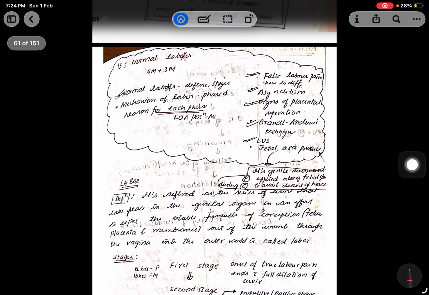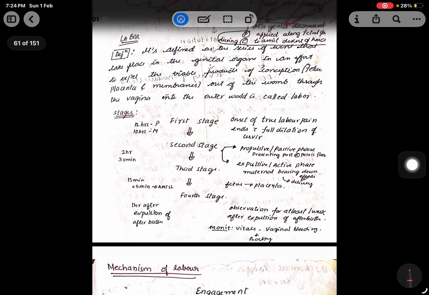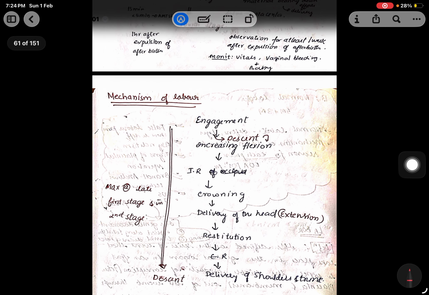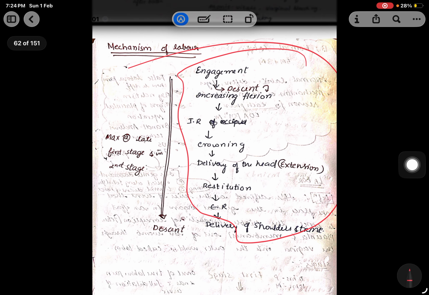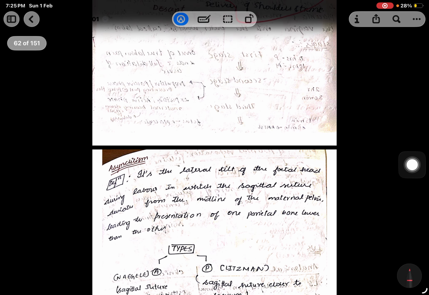Okay, so these are the 5 marker and 3 marker questions which are present. Again, stages of labor, I am sure you know it, and these are the mechanism of labor. I am sure in and out you will have already, I think many would have already assisted in some deliveries also, so I don't think I need to discuss anything about it.